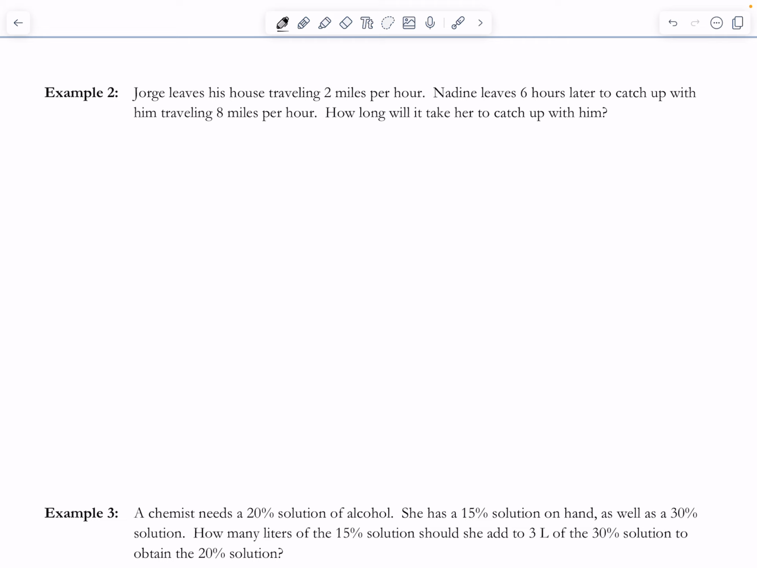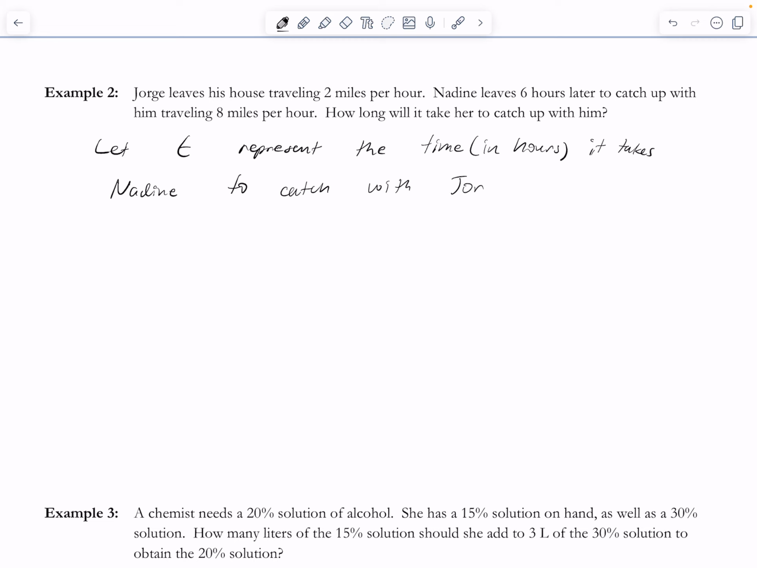So I'm going to let t represent the time, so this is in hours, that it takes Nadine to catch up with Jorge after she starts. All right, so essentially I'm trying to figure out what t is equal to. All right, so now what I'm going to do is I need to write an equation.